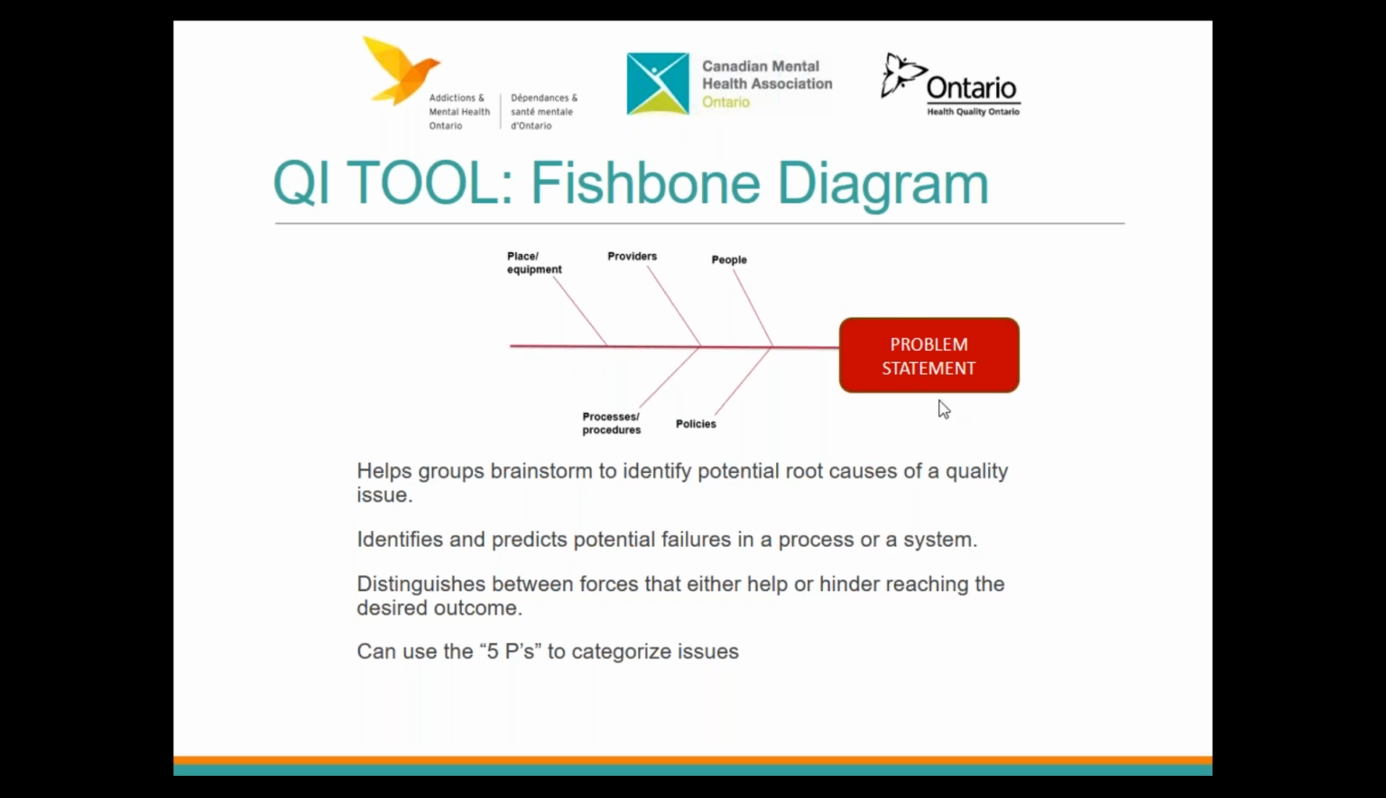And at the head of that fishbone, we put our problem statement. And then we come up with categories, and these are common categories, but you don't have to use these if there's others that make sense for you. We call these the 5 Ps. They are places and equipment, providers, people, processes or procedures, and policies. And we work with our team, and again, doing this as part of a large team, to come up with all of those factors within those categories that we think are contributing to that problem that we're experiencing.